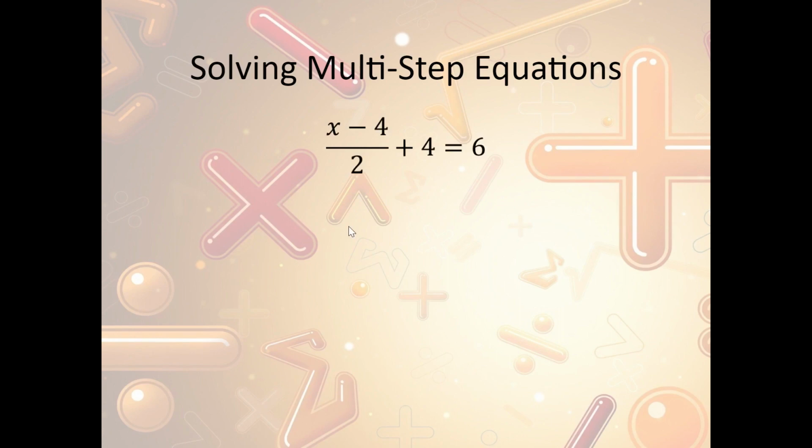Let's talk about how we can solve this multi-step equation. So we have x minus 4 over 2 plus 4 is equal to 6. So remember our rule is get rid of everything that's not the variable, starting with whatever's furthest away on the same side.